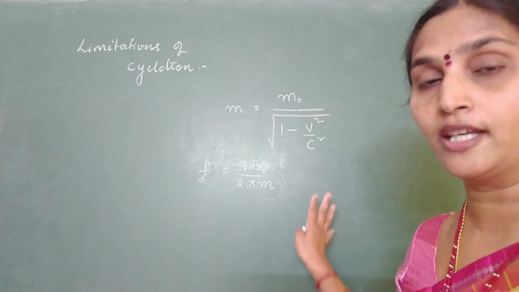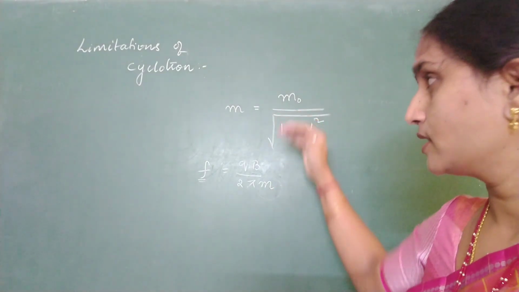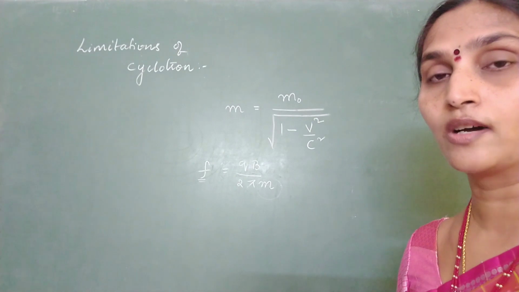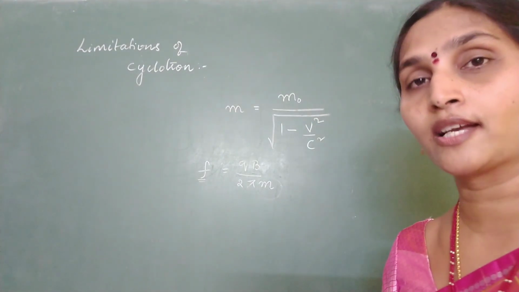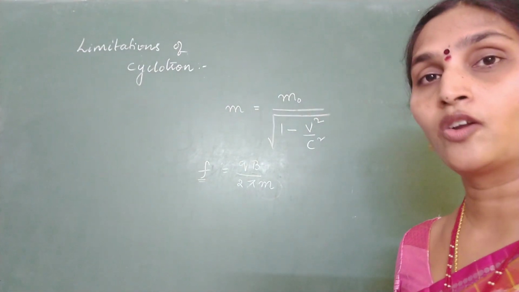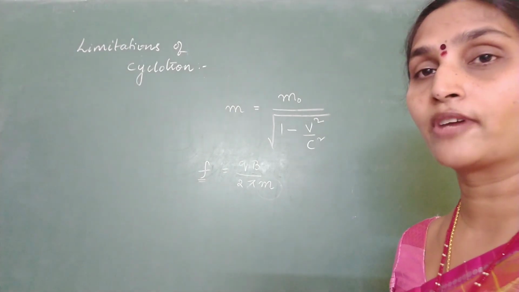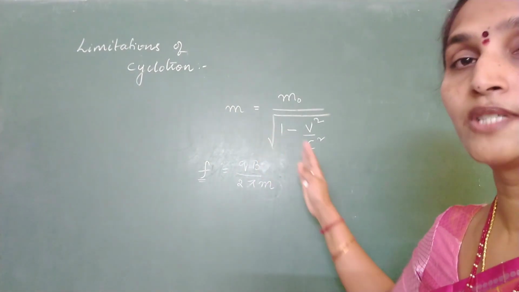So these are the two limitations of a cyclotron. One is only charged particles can be accelerated. Second, we cannot accelerate electrons because of their very small mass, and this mass becomes a variable.